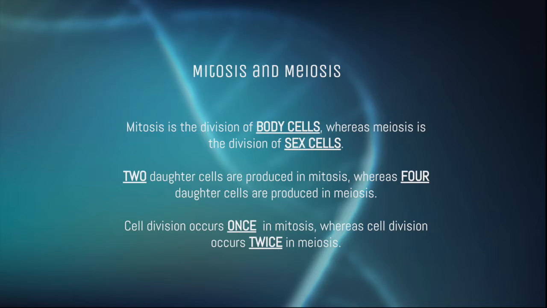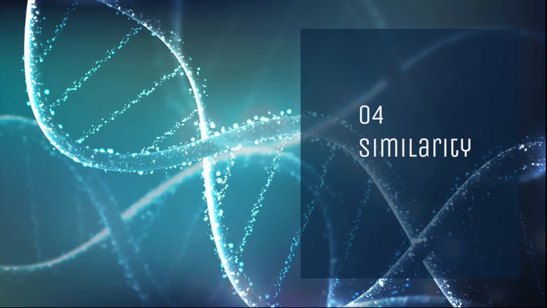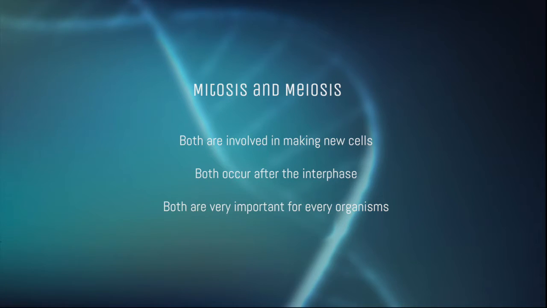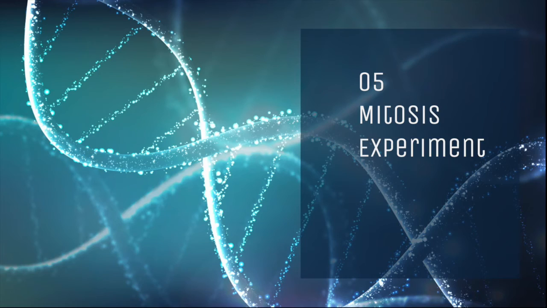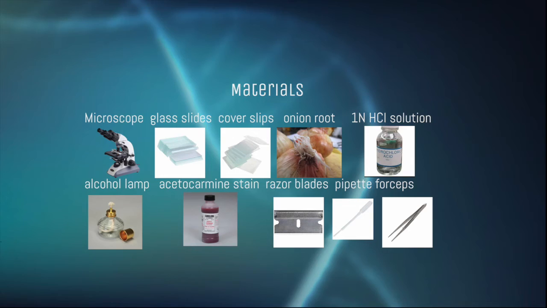Now that we talked about the differences, what are some similarities? Both are involved in making new cells, both occur after the interphase, and both are very important for every organism. To observe the phenomenon of cell division, we conducted an experiment. Materials needed were a microscope, glass slides, onion root, HCl solution, hot plate, acetylcarmine stain, razor blade, and pipette.